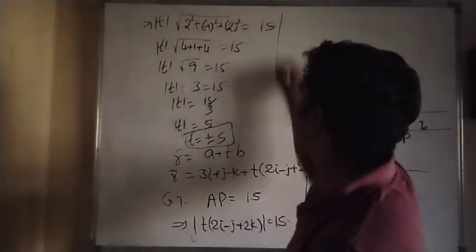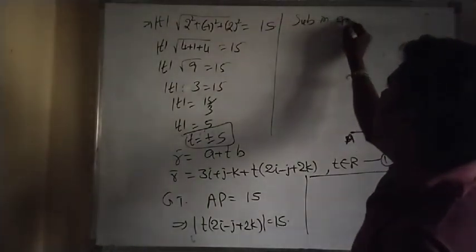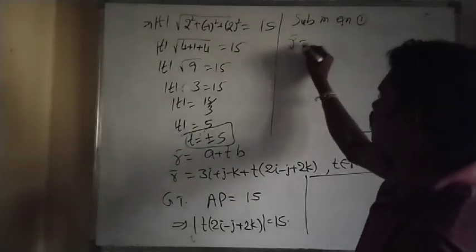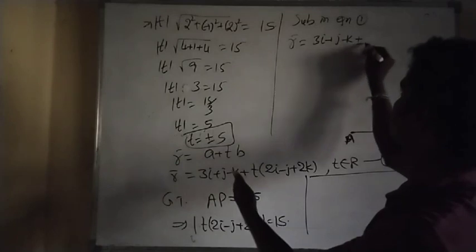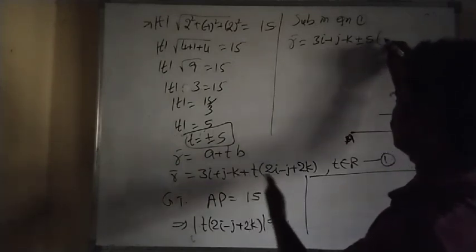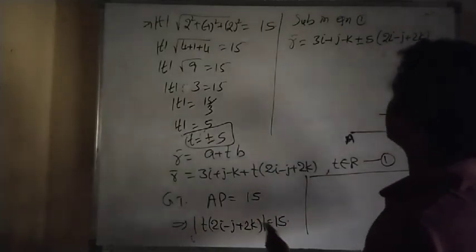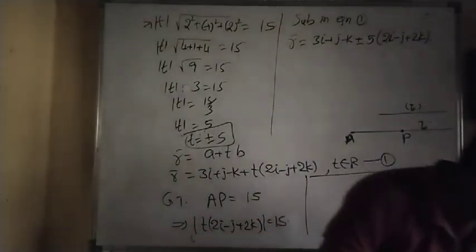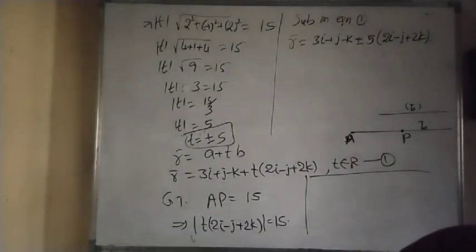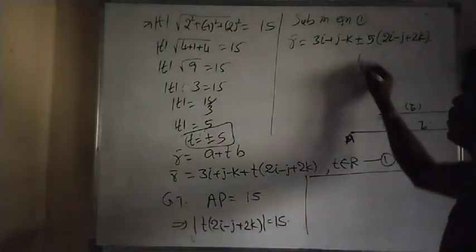After getting the t value, substitute in equation 1. We can get the required vector, that is 3i plus j minus k plus or minus 5 into 2i minus j plus 2k. So this will be the answer. Moreover, if you want, substitute plus 5 once and minus 5 once.